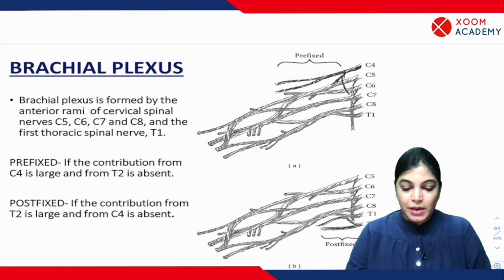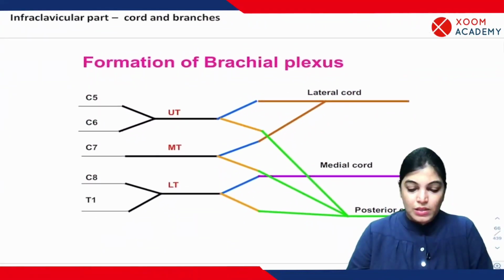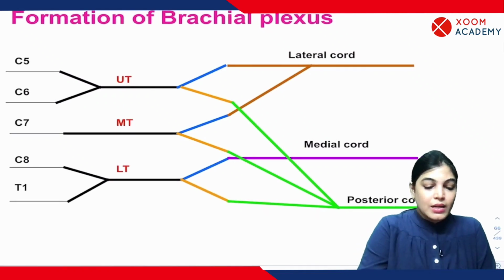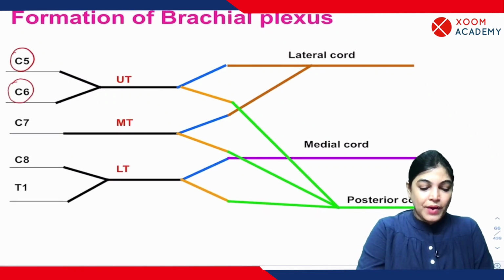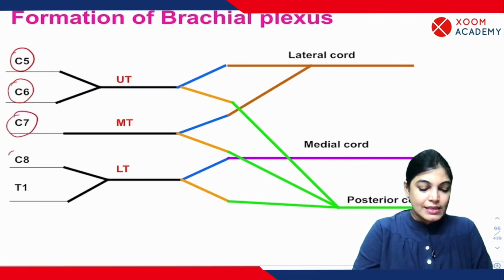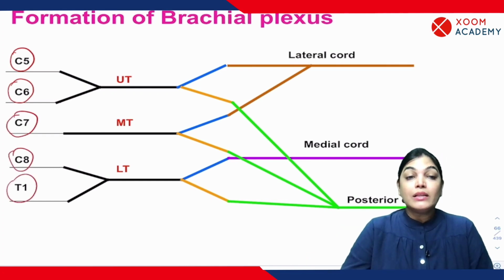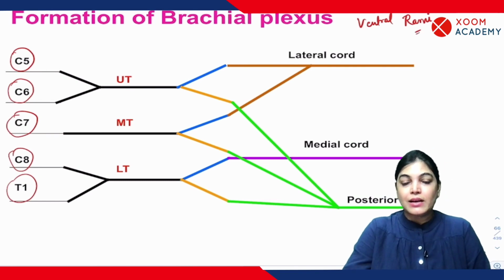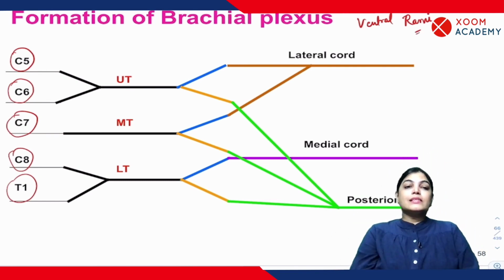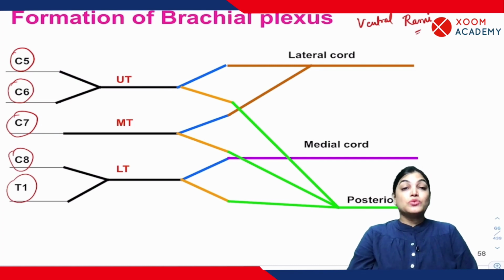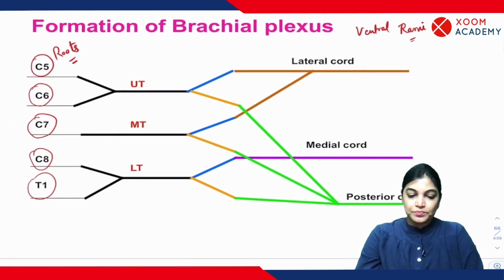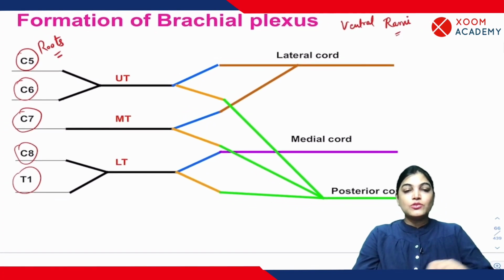I want to come to this image. When you see this diagram, you can understand the formation of brachial plexus. See here, these are the nerve roots, C5, C6, C7, C8 and T1. The ventral rami, meaning the anterior rami, of the cervical nerves and the first thoracic nerve together form the roots of brachial plexus.